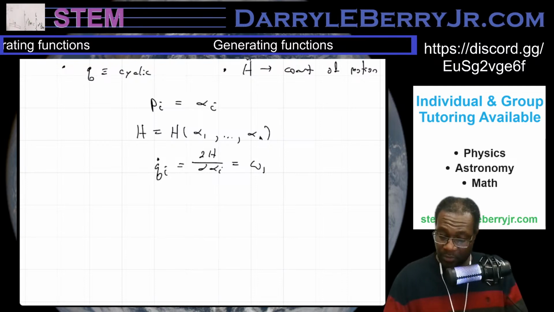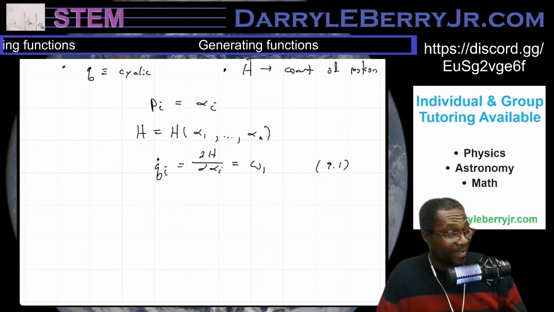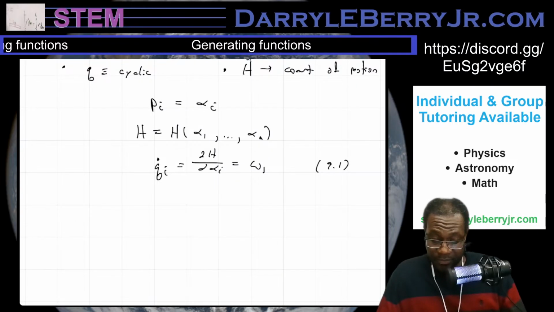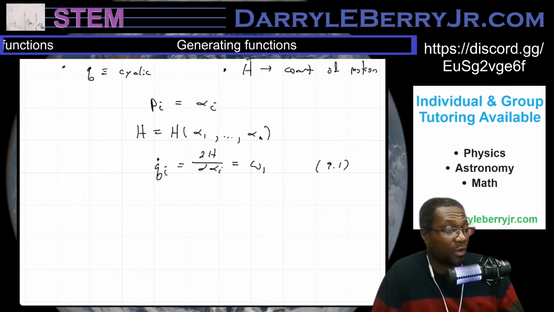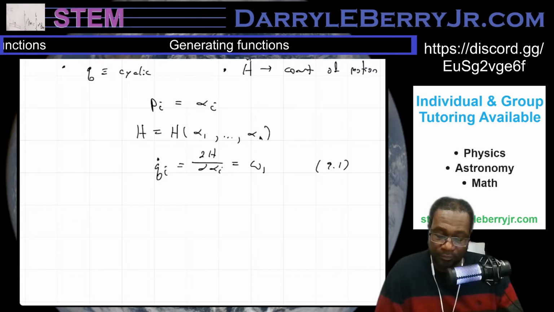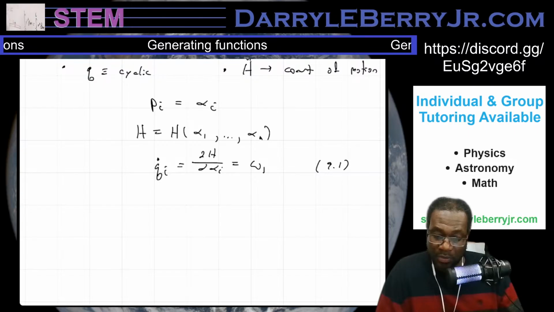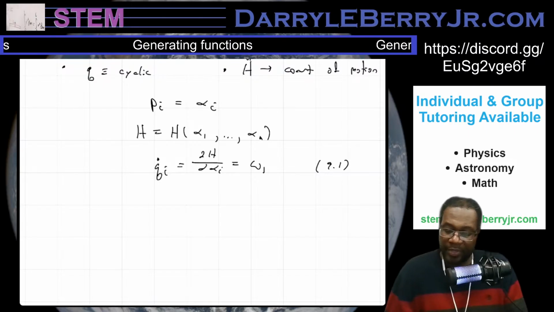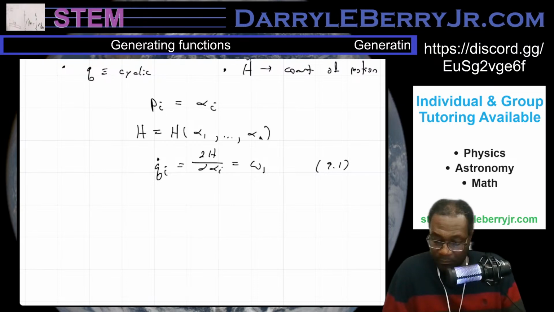That's 9.1. Where the omegas are functions of the alphas only, and therefore are also constant in time, right? So omegas are functions of the thing that's already constant, the alphas.